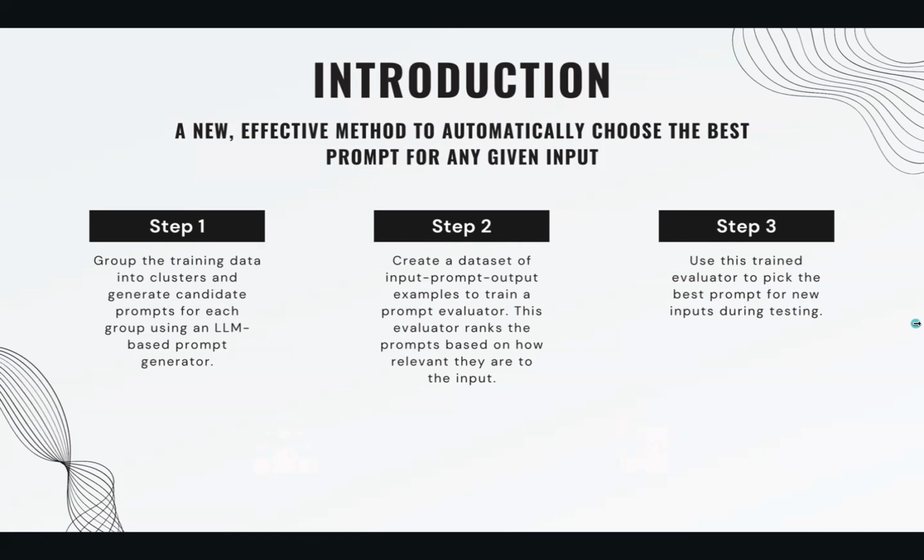This approach involves three key steps. Step number one, group the training data into clusters and generate candidate prompts for each group using an LLM-based prompt generator. Step number two, create a dataset of input, prompt, output examples to train a prompt evaluator. This evaluator ranks the prompts based on how relevant they are to the input. And step number three, use the trained evaluator to pick the best prompt for new input during testing.